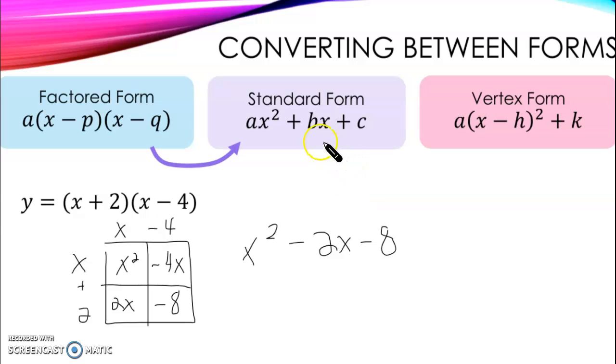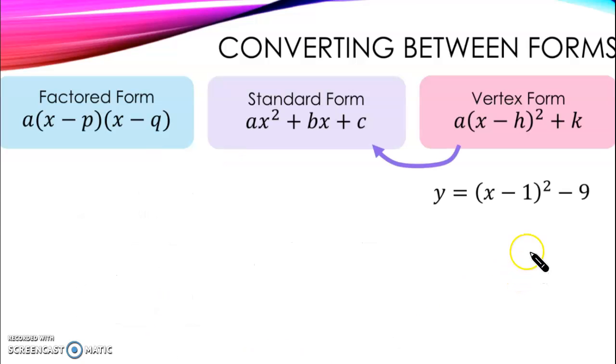Now, if you want to convert between standard and factored form, then you have to do some factoring. We talked about that in a previous video too, where you start with your standard form trinomial, figure out what's going to work in the box to end up getting your two sets of parentheses there.